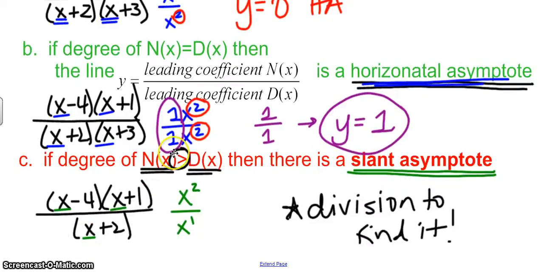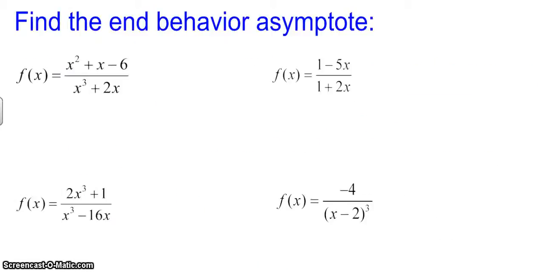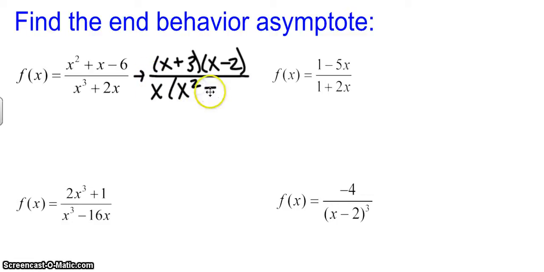Top heavy, slant asymptote, you have to find your equation. Alright, so let's practice. Find the end behavior asymptote. Well, first step is always to simplify as much as possible. So this is going to be x plus 3, x minus 2, all over x times x squared plus 2. Nothing's going to cancel out, okay?